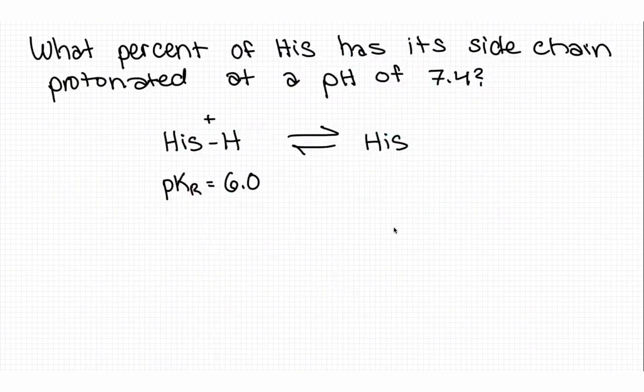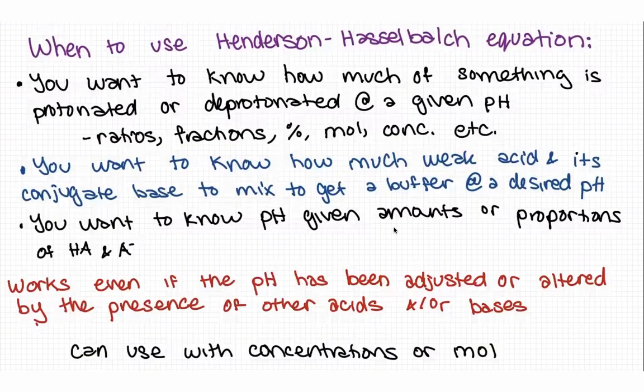Let's go ahead and try out a few examples. As I mentioned, there are a bunch of different times that you can use the Henderson-Hasselbalch equation. We'll start with an example like we were just talking about, trying to figure out how much of something is protonated or deprotonated at a given pH. But there are other times you could use it as well, such as if you want to know how much weak acid and its conjugate base to mix to get a buffer at a desired pH. Or you want to know the pH if you're given the proportions of your conjugate acid and your conjugate base. So lots of different things you can do.